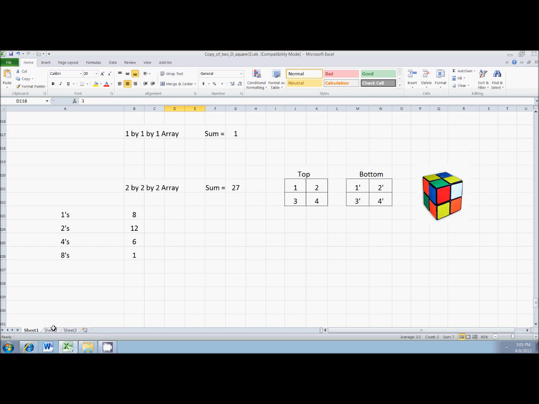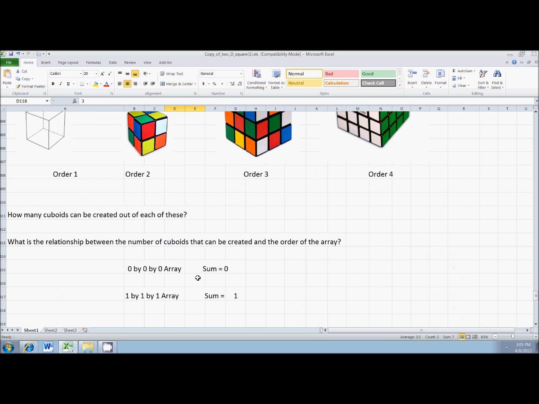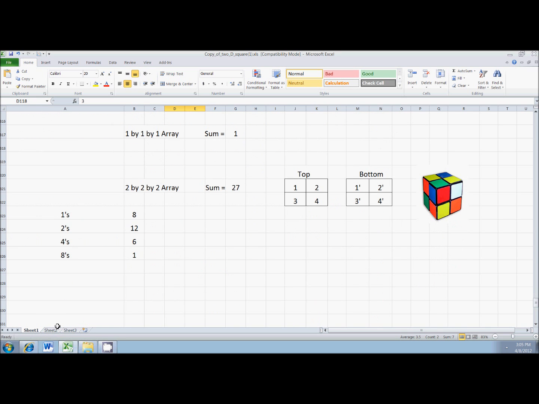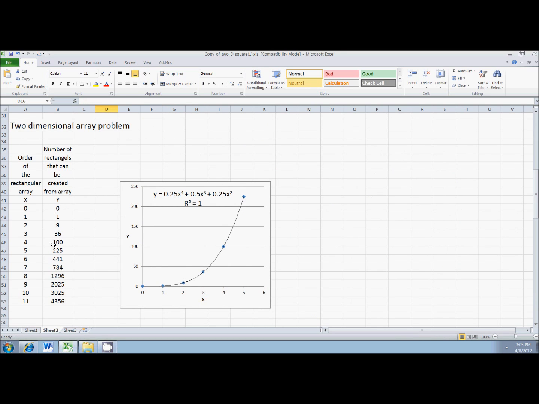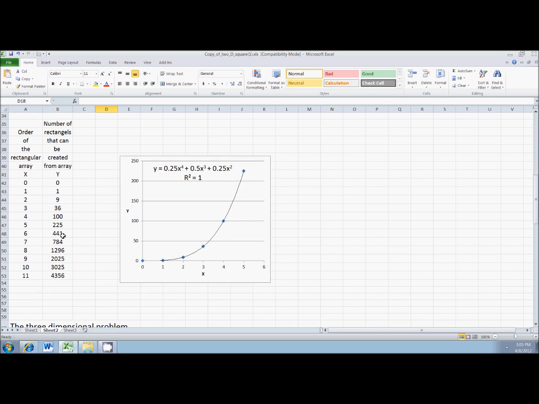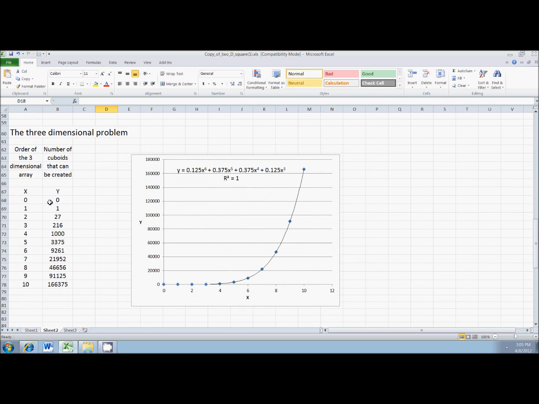So in analyzing the 3-dimensional problem, I'm not going to try and do the 3 by 3. I'm going to assume that the solution to the 3-dimensional problem is the cube of the one-dimensional problem. Let's go to the 3-dimensional problem: 0 cubed, 1 cubed is 1, 3 cubed is 27, 6 cubed is 216, 10 cubed is 1,000, etc.